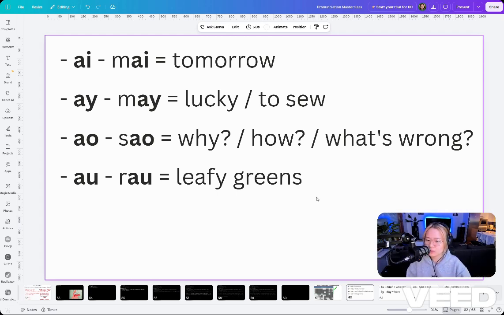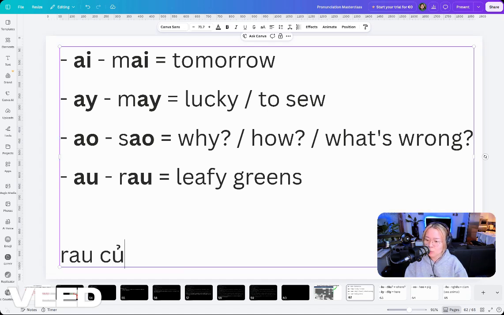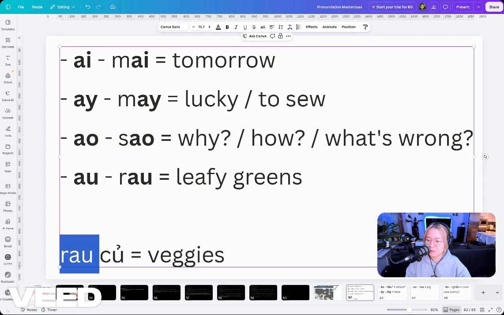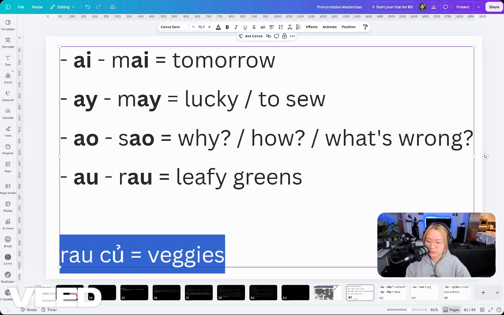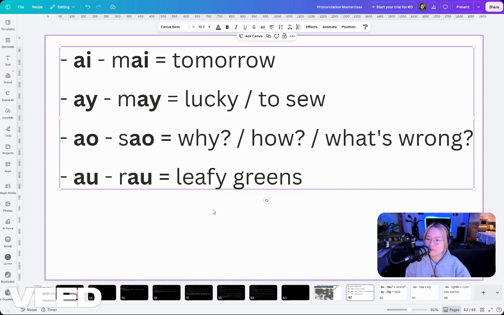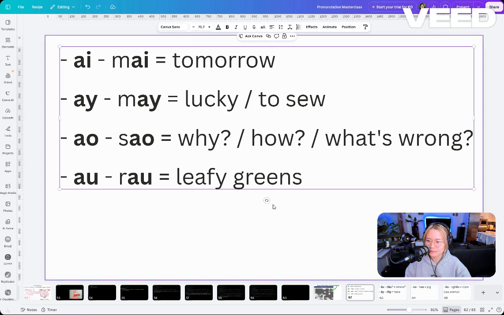It's a short version of rau củ, which is veggies. So sometimes people just say rau to represent more than just leafy greens, but alone it just means leafy greens. Sometimes people say rau instead of rau củ as well. Sao. What does that mean? Why, how, or what's wrong?